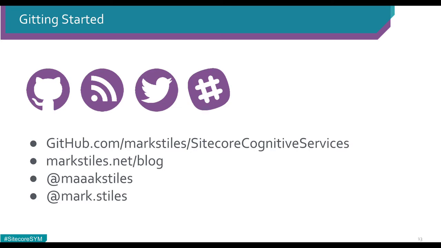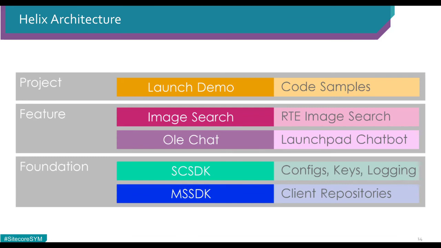And if you get that far, you're going to need to know a little bit about the architecture of how I built it, so that you can work with it yourself. So I've followed the Helix architecture. There's three layers: foundation, the feature, and the project. In the foundation, there are two libraries. One is the one that connects directly to Microsoft's APIs. All it knows about is all the methods and all the parameters and how to turn JSON objects back into classes.